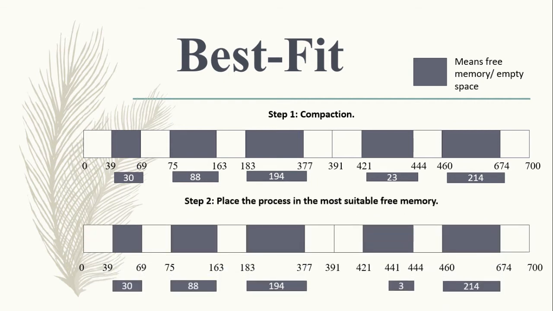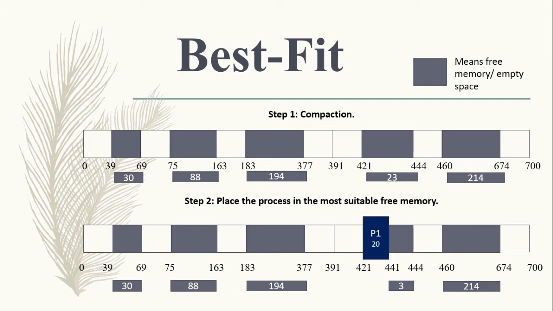Step 2. Place the process in the most suitable free memory. So we need to insert process 1 first. The size of process 1 is 20 kilobytes. In best fit, we choose the size that best suits the process. We have to go through all the sizes and choose which is the best fit for 20 kilobytes. Okay, so here 30, 88, and 194 are too big to insert process 1. So the best hole that can fit process 1 is 23. So we insert process 1 here.